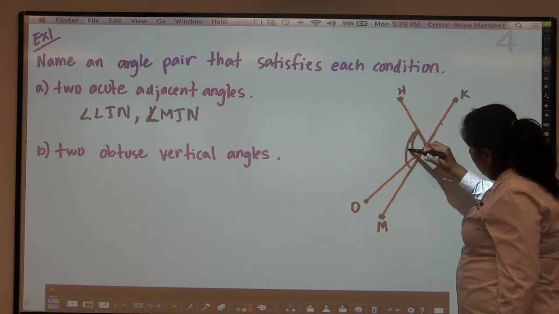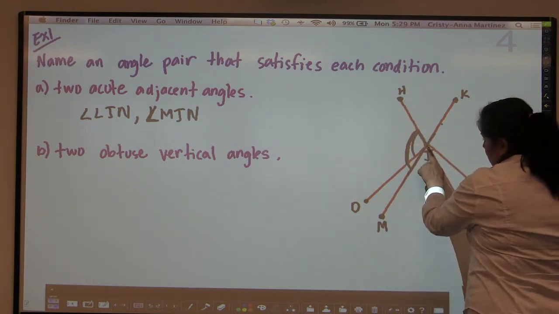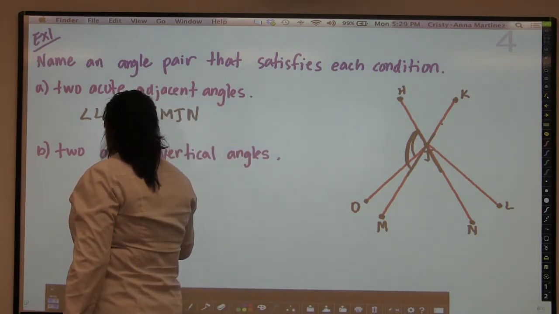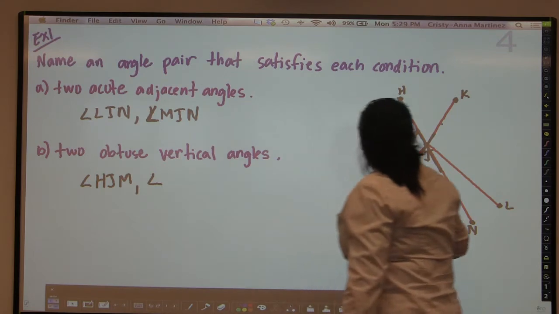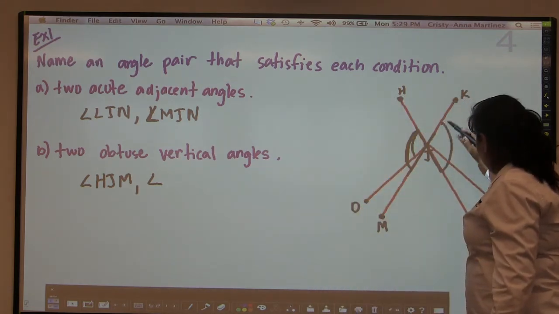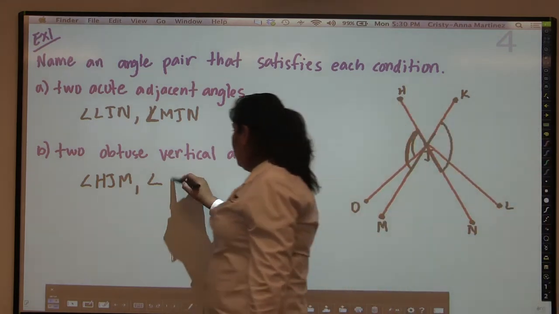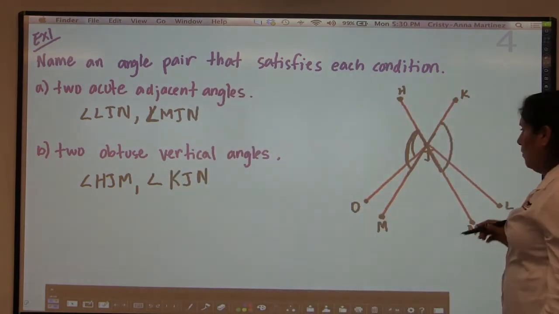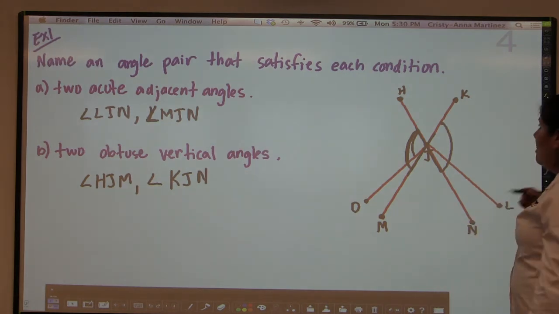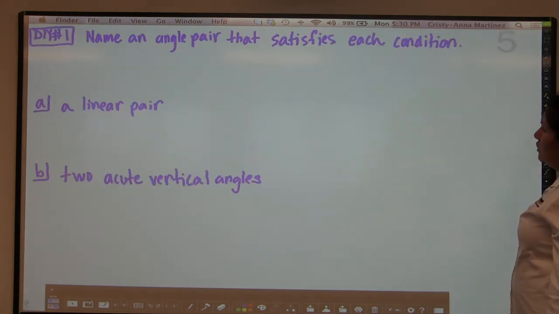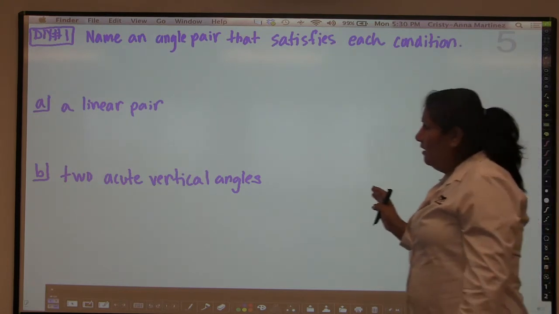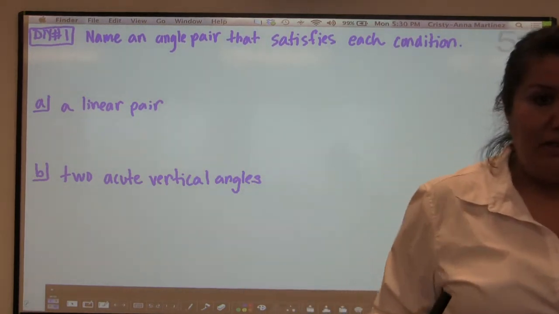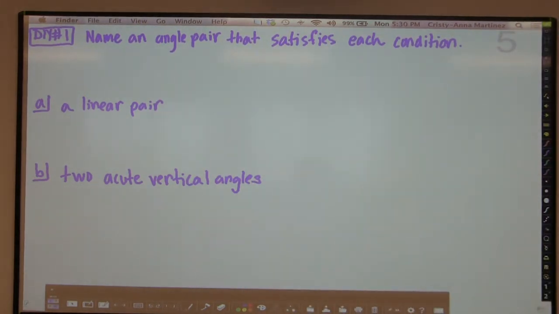So you want to go from here all the way to there, and that would be angle HJM. And your other one on the other side would be angle KJN. All right? Now, using the same diagram, and if you want, you can look in your book. I think it's on page 47. That's fine as well. You can do the same idea with these things here. A and B, same diagram, just different conditions that we're looking for.